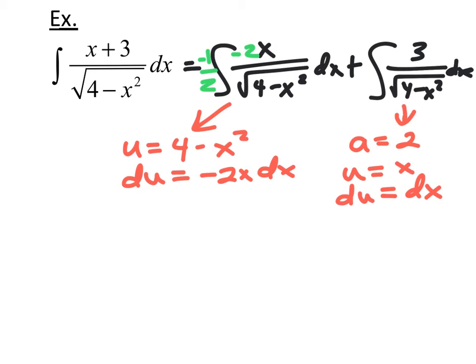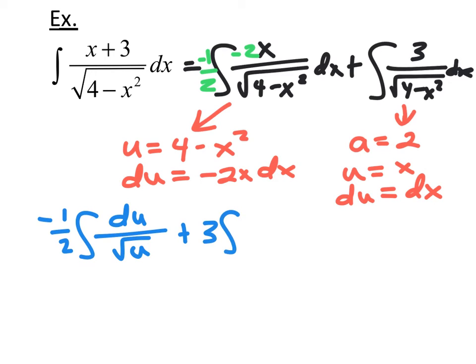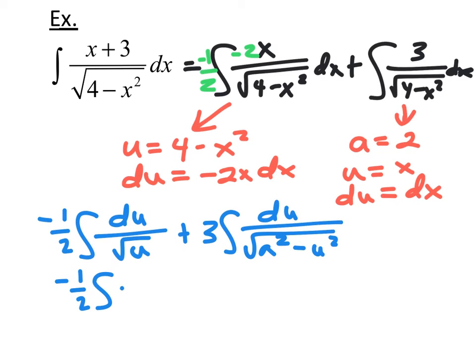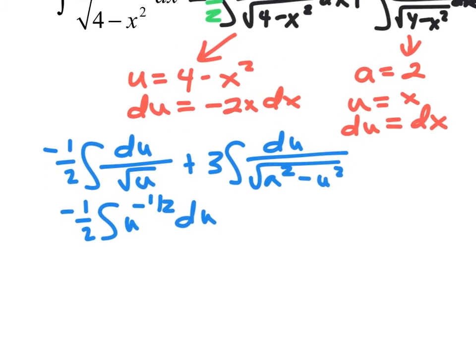So now if I rewrite this, I have negative 1/2 the integral of negative 2x dx over the square root of u, plus, I'm going to pull that 3 out in front, the integral of du over the square root of a squared minus u squared. This first part you can go ahead and rewrite to make it a little bit easier on yourself. Rewrite that as u to the negative 1/2 du, and then that can be easily integrated. So I'm going to go ahead and move up everything a little bit.